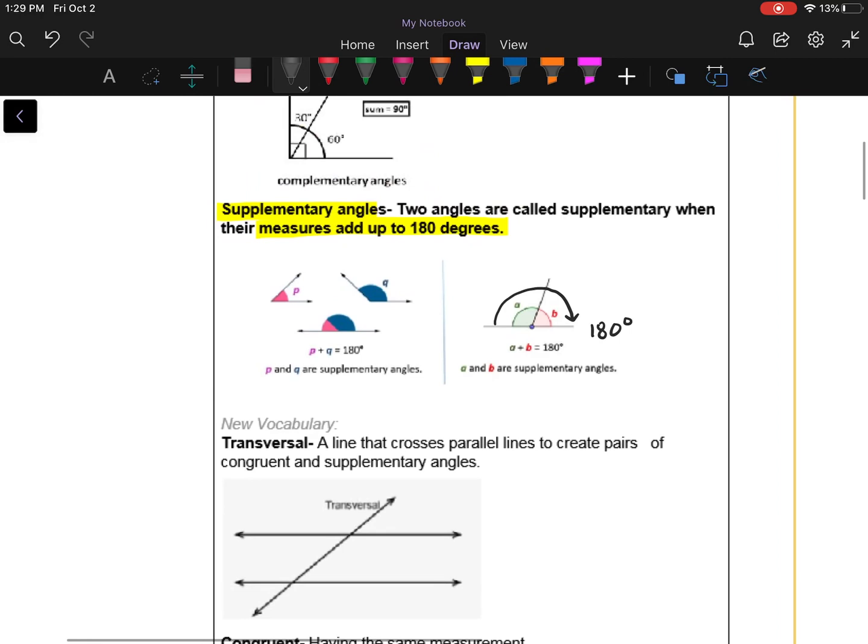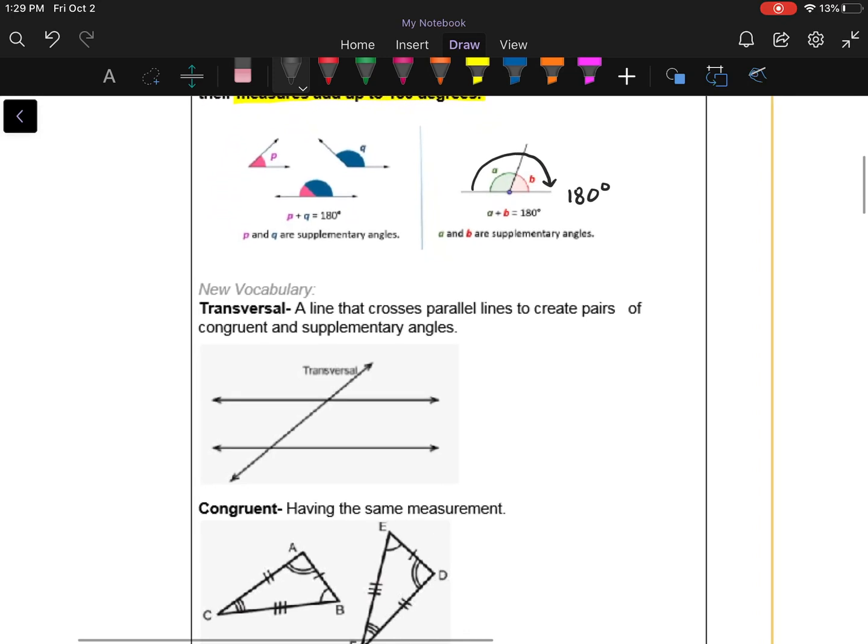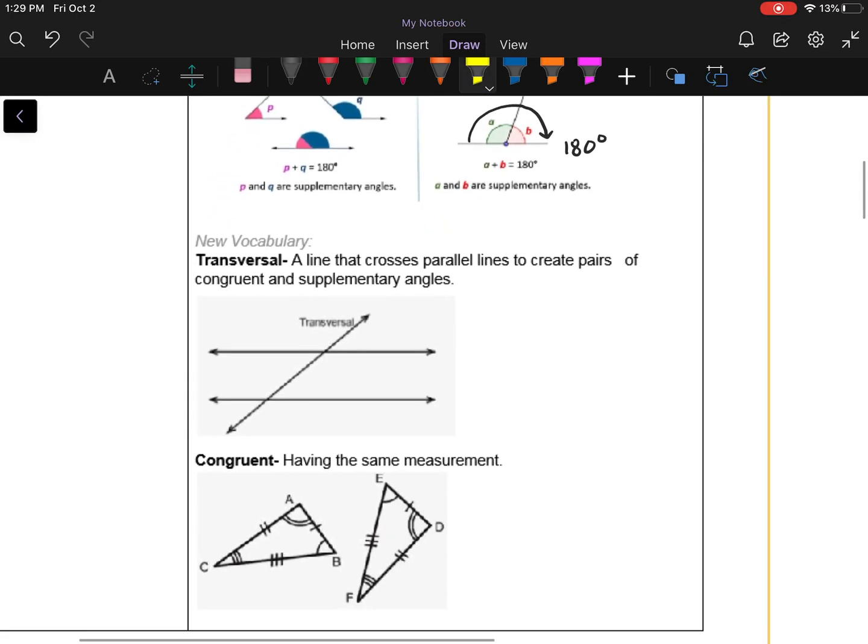Also remember that another term for supplementary angles is linear pair, right? Linear pair. So in class we talked about a transversal. A transversal is a line that crosses parallel lines to create pairs of congruent and supplementary angles. When we have two parallel lines cut by a transversal, it creates all kinds of angles. It creates 8 of them, specifically: 4 interior and 4 exterior angles.